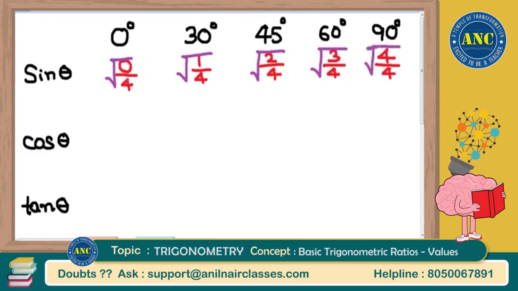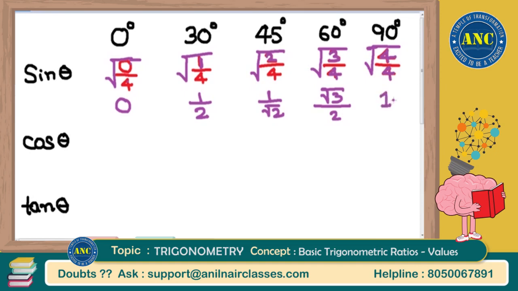Sine, first of all, 0 by 4 is 0. Square root of 0 is 0. Sine 0 is 0. 1 by 4, square root is 1 by 2. Sine 30 is 1 by 2. 2 by 4 is nothing but half, 1 by 2. What is the square root of 1 by 2? 1 by root 2. Similarly, 60: it is root 3 by 4, square root is root 3 by 2. Root 3 I cannot simplify further; it's an irrational value. Root 4 is nothing but 2. Sine 60 is root 3 by 2. 4 by 4 is nothing but 1, and the square root of 1 is 1 itself.